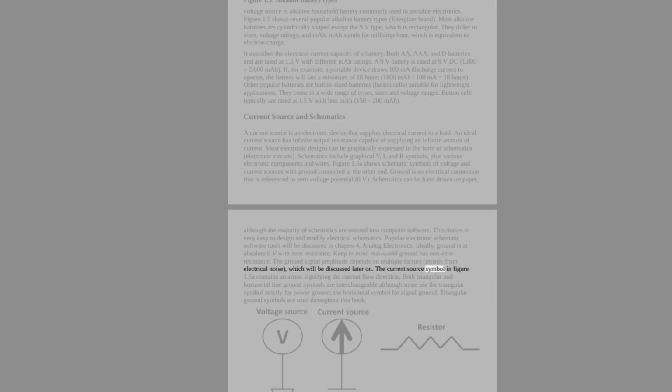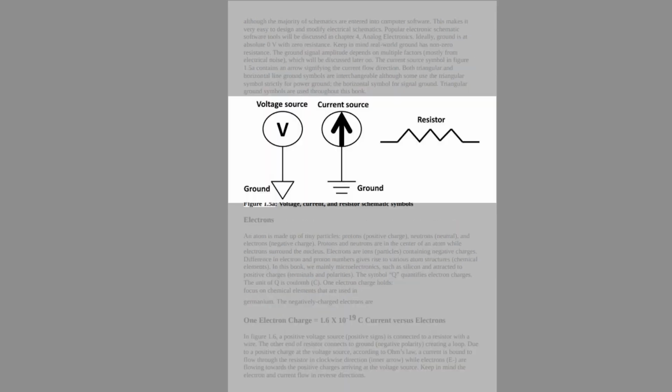The current source symbol in Figure 1.5a contains an arrow signifying the current flow direction. Both triangular and horizontal line ground symbols are interchangeable, although some use the triangular symbol strictly for power ground, the horizontal symbol for signal ground. Triangular ground symbols are used throughout this book. Figure 1.5a, voltage, current, and resistor schematic symbols.